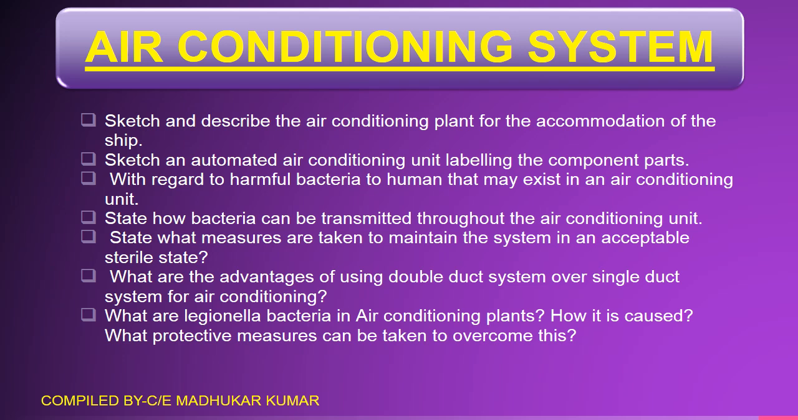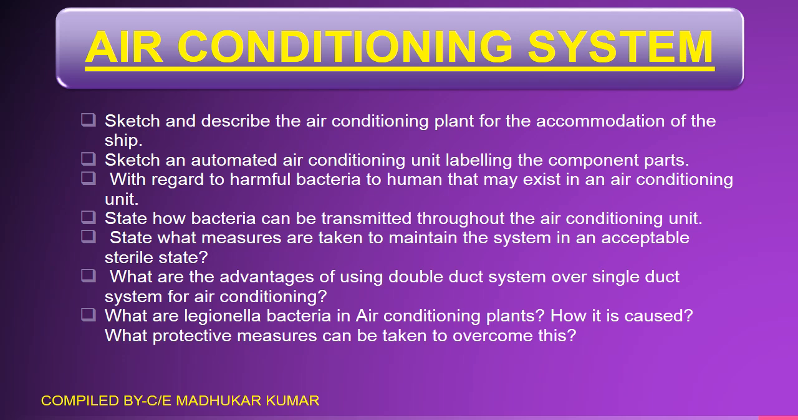So related to this is a very basic and starting part of the air conditioning system, that needs to be understood and explained. State what measures are taken to maintain the system in an acceptable sterile state. What are the advantages of using double duct system over single duct system for air conditioning? So double duct and single duct, sometimes it is asked separately also. Okay, so advantage of that.